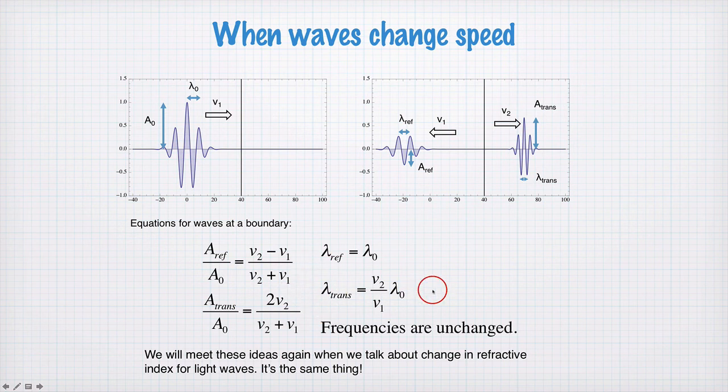It becomes a little more complicated when we have angles involved as well, because we can have light coming in at and leaving at different angles.